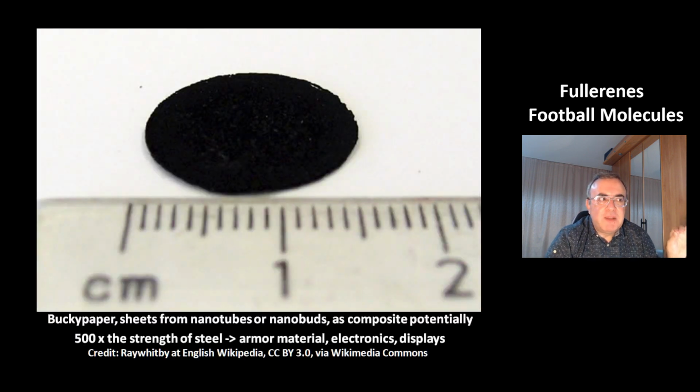This is a picture of buckypaper, which are sheets of nanotubes or nanobuds. And you can make a composite material out of this paper, and they have the potential strength of 500 times that of steel. Buckypapers are interesting as armor material for electronics and for displays.